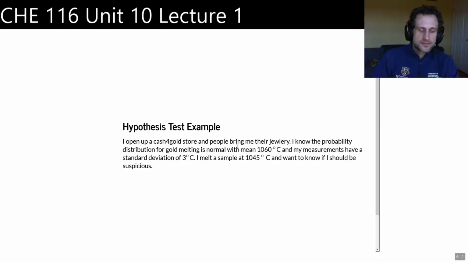So that's the setup. I know that gold is normally distributed with a mean of 1060 and a standard deviation of 3. I melt a sample. Someone gives me, like, this is my grandma's necklace, and I want to turn it into cash. So they give me grandma's necklace, and I melt it, and it melts at a temperature of 1045 degrees C. Is that suspicious? Or is that gold? Is this piece of jewelry made of gold?